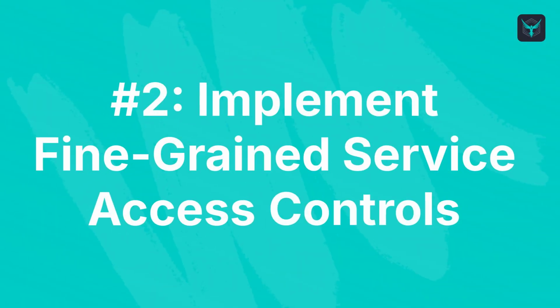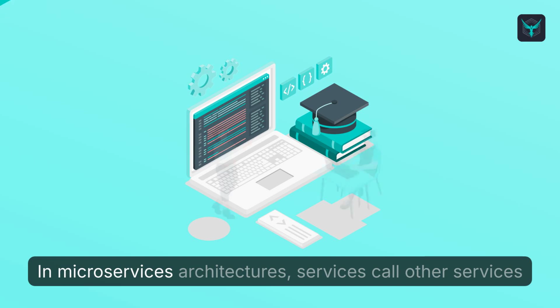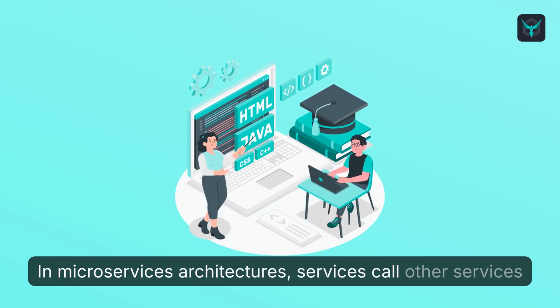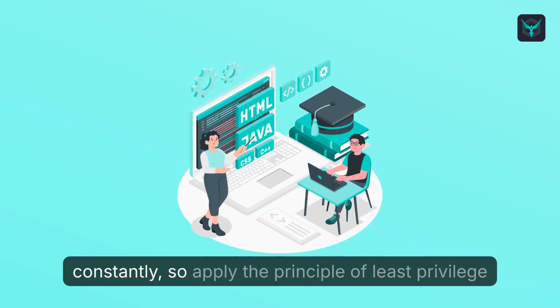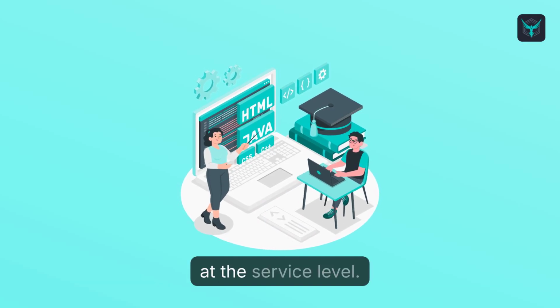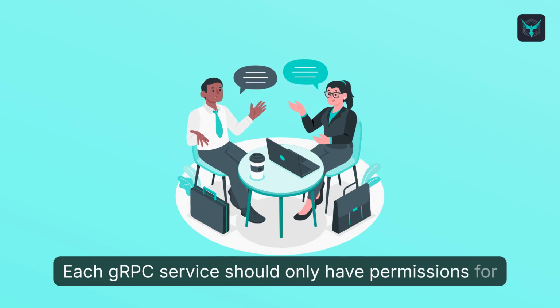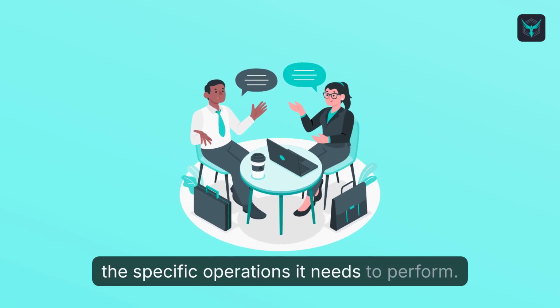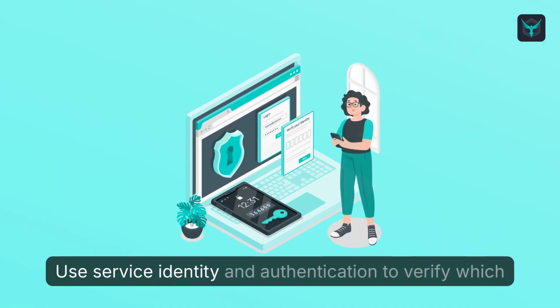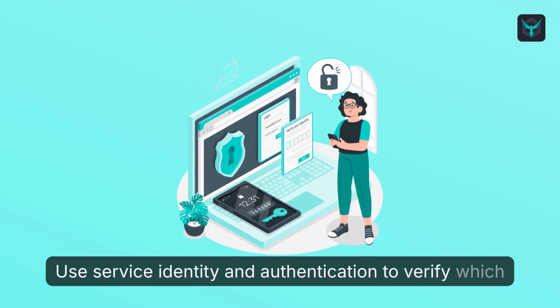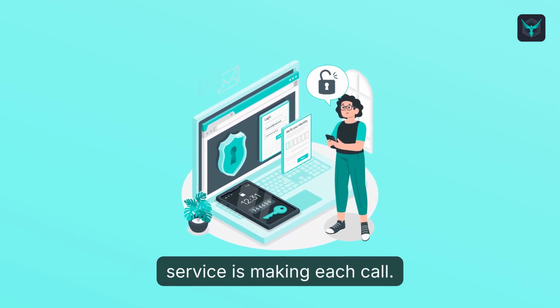Number 2. Implement fine-grained service access controls. In microservices architectures, services call other services constantly, so apply the principle of least privilege at the service level. Each gRPC service should only have permissions for the specific operations it needs to perform. Use service identity and authentication to verify which service is making each call.